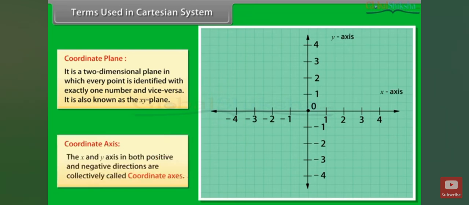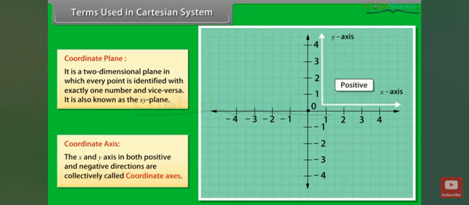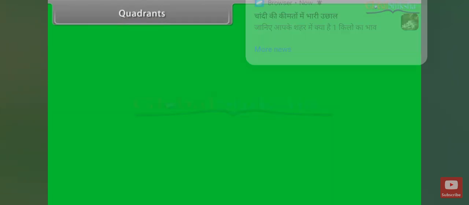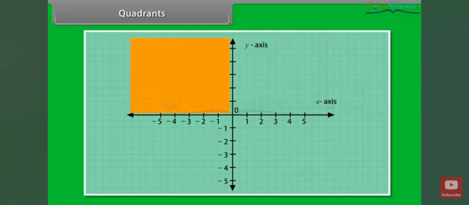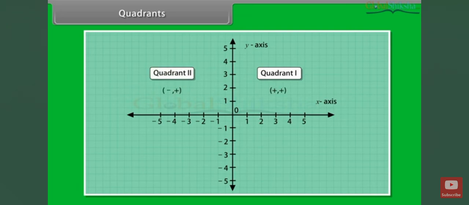Coordinate axis. The x and y axes in both positive and negative directions are collectively called coordinate axes. Quadrant. The axes divide the plane into four quadrants. In quadrant 1, x and y are positive. In quadrant 2, x is negative, but y is positive. In quadrant 3, x and y are negative. In quadrant 4, x is positive, but y is negative.